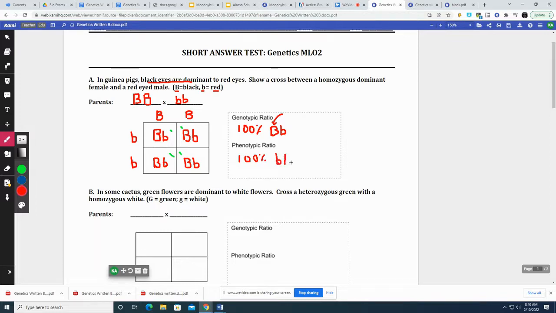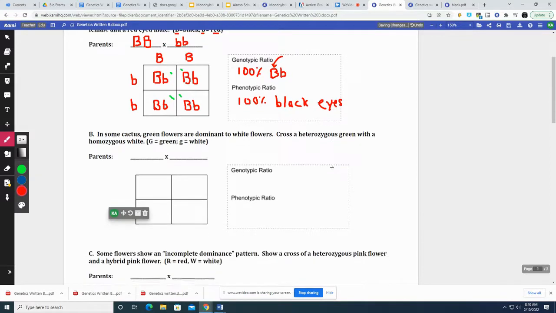Black eyes. Oh, it's hard to do this. All right, so that's a ridiculously easy one. And this is what your test is going to look like. This isn't your test, but it's going to look exactly like this.